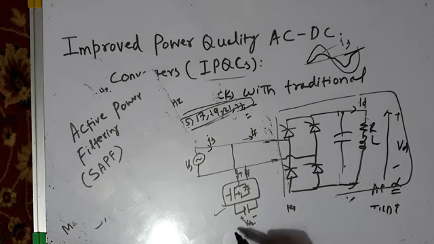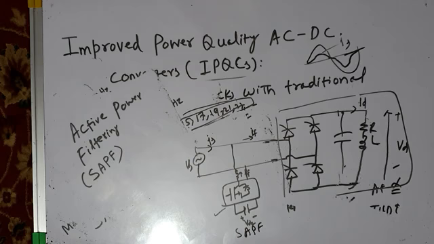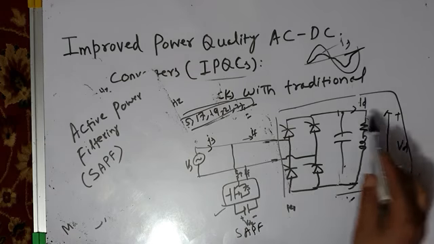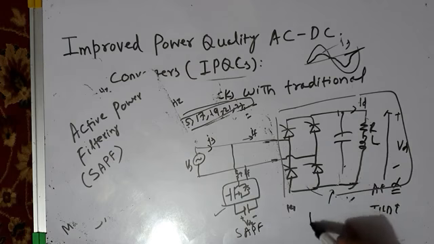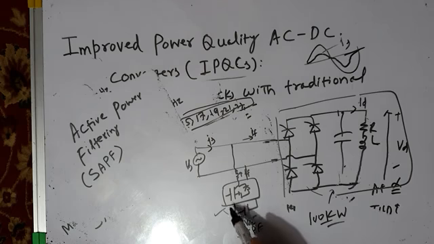But the problem with this shunt active power filter is that its rating may be in some cases about 80% of the rating of the load. For example, if your load is 100 kilowatt, the rating of this may be around 70 to 80 kilowatt. So since its rating is very high, its cost also will be very high, and it is very complex to control. Anyway, complexity in the control is not the problem, but the problem is large rating and high cost of this shunt active power filter.